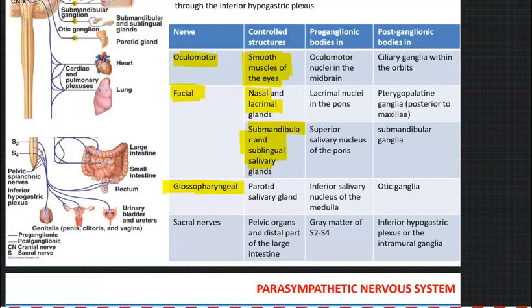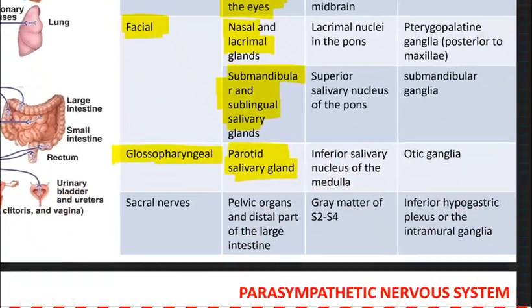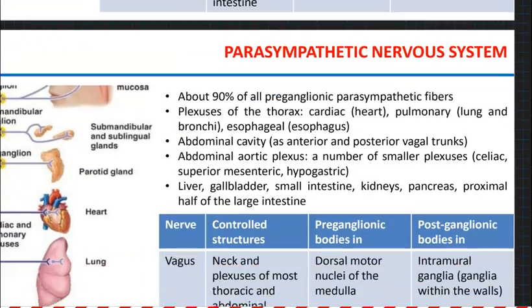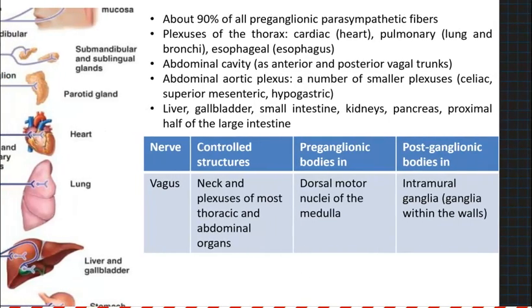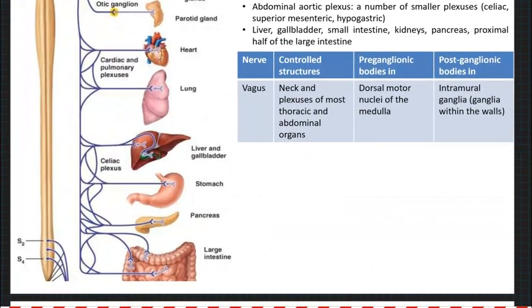Then we have the glossopharyngeal nerve. The glossopharyngeal nerve innervates the 3rd salivary gland. You can actually see it here. So this is your cranial nerve 3, the oculomotor, and that goes to the eye. That's pupillary constriction. This is your cranial nerve 7, the facial nerve, and that goes to submandibular glands, nasal mucosa, lacrimal gland. Then you have cranial nerve 9, glossopharyngeal, parotid gland, and then we have the vagus nerve, which is not on this page because it is huge. Look at what it innervates.